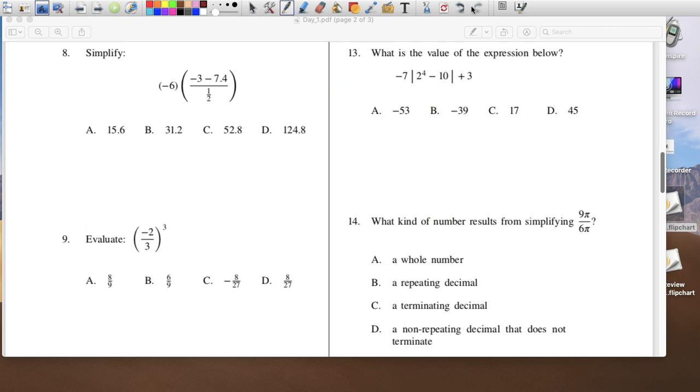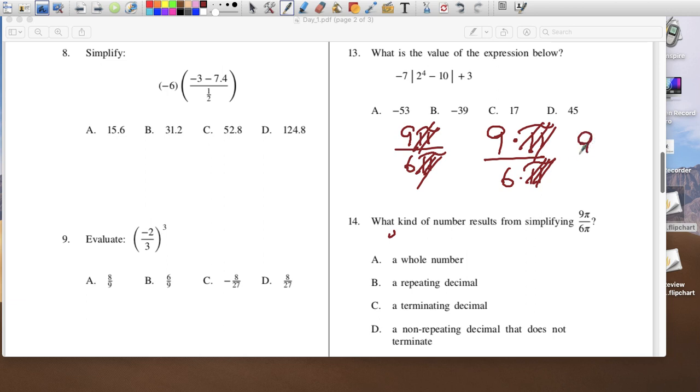14, what kind of number results from simplifying 9 pi over 6 pi? Some of you might not have done any work with this yet, so it's okay. Remember, we can simplify, right? So here's what we can do. I can cross out that pi with this pi. Pi divided by pi is just 1. So in essence, that becomes 9 over 6 times 1, right? But we don't need to write that. So it just becomes 9 over 6.